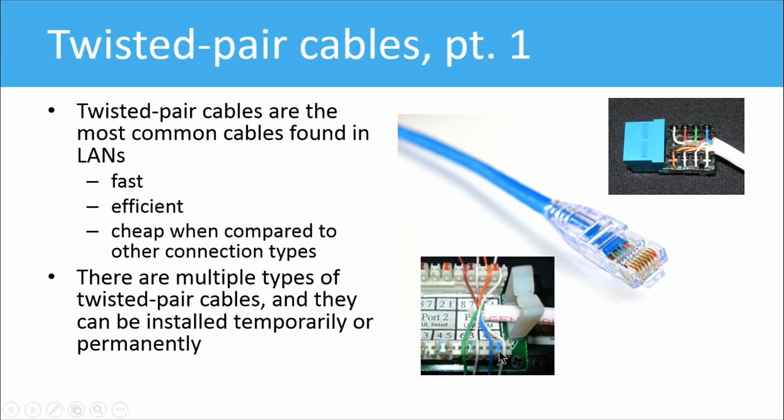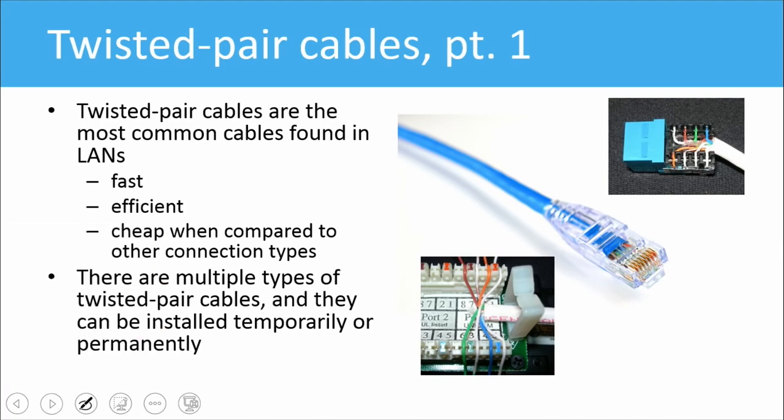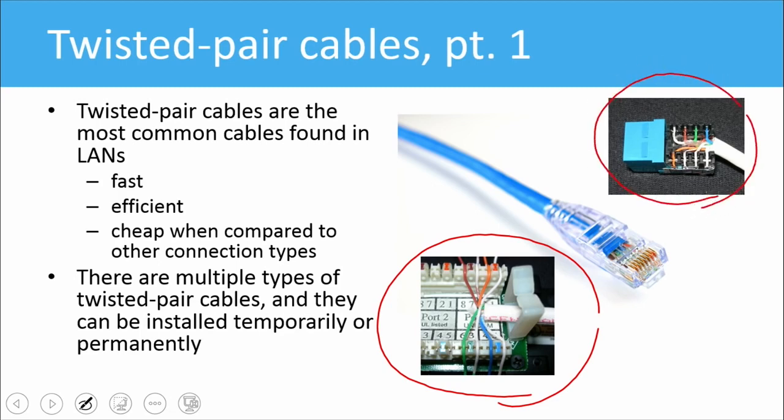So if you take a look here down on the bottom right of the screen, we have a patch panel there, right? You have a port being terminated up here in the top right of the screen. Those are 2 permanent installations of twisted pair cables. And here you have something called a patch cable, which we typically refer to as an Ethernet cable.